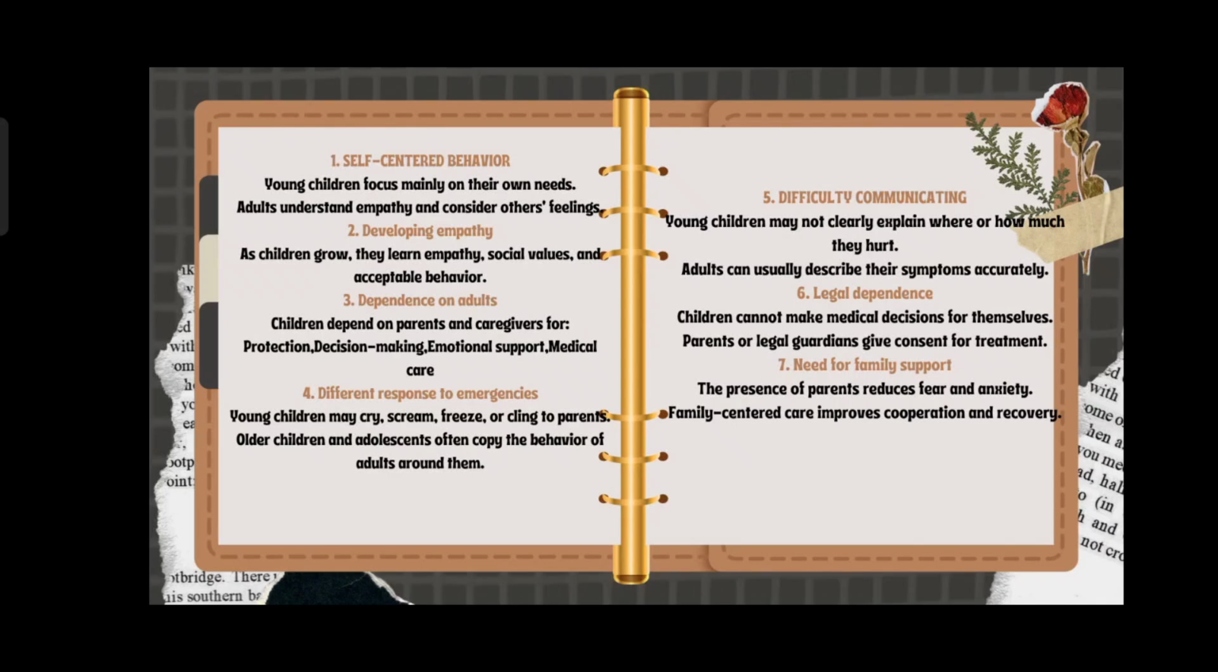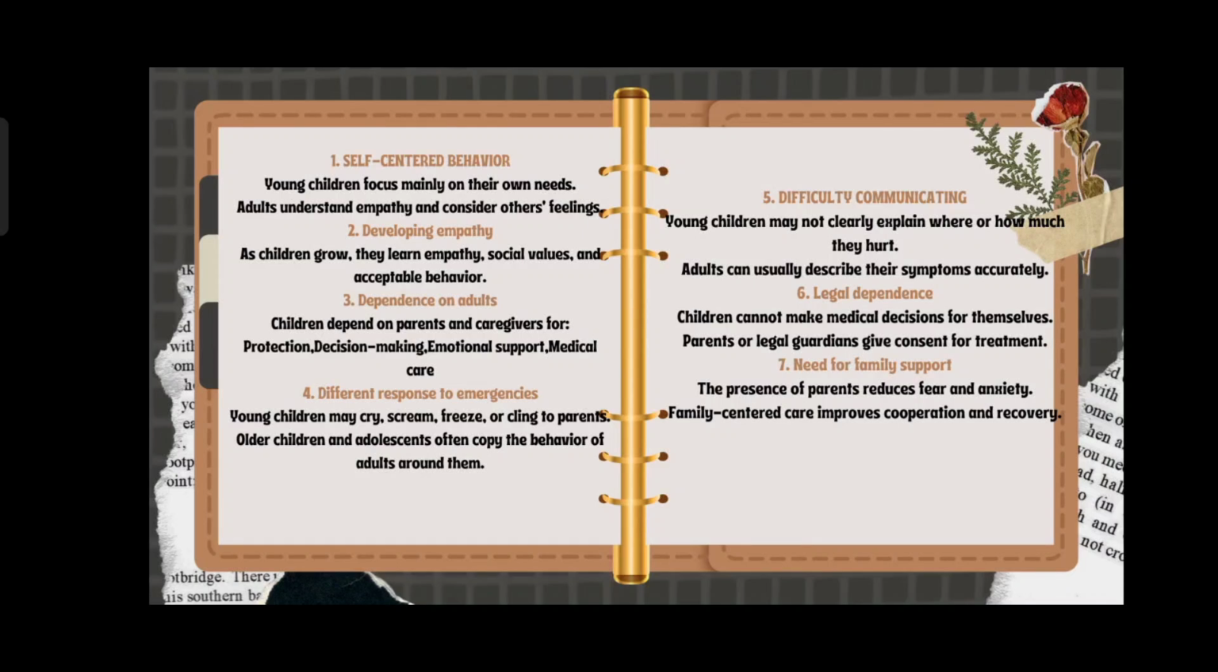Then different response to emergencies. Young children may cry, scream, freeze or cling to the parents. But the older children and the adolescent often copy the behavior of adults around them. Then difficulty in communicating. Young children may not clearly explain where or how much they hurt. But adults can usually describe their symptoms accurately and clearly. Then legal dependence. Children cannot make medical decisions for themselves. Parents or legal guardians will give consent for their treatment.